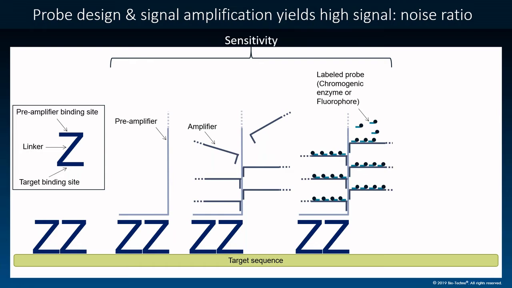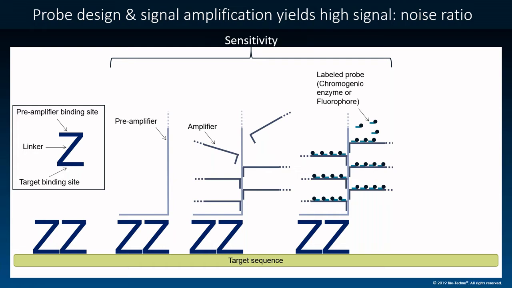Now, these label probes can either be a chromogenic enzyme or a fluorophore, depending on the assay you choose. And it generates a signal detectable either under a standard bright field microscope or a fluorescent microscope. So this particular signal amplification strategy gives you that high sensitivity and allows you to visualize your target RNA as a single dot, where each of these dots represents an individual RNA molecule, which can be further quantified.